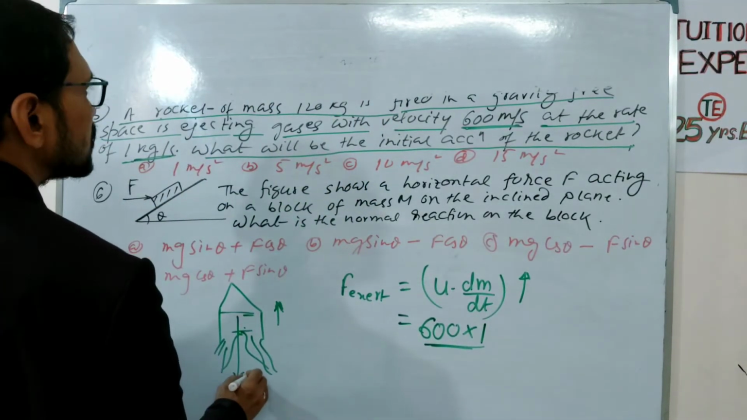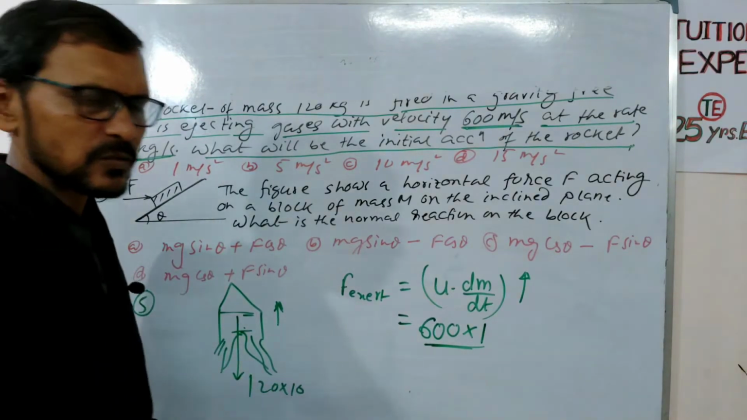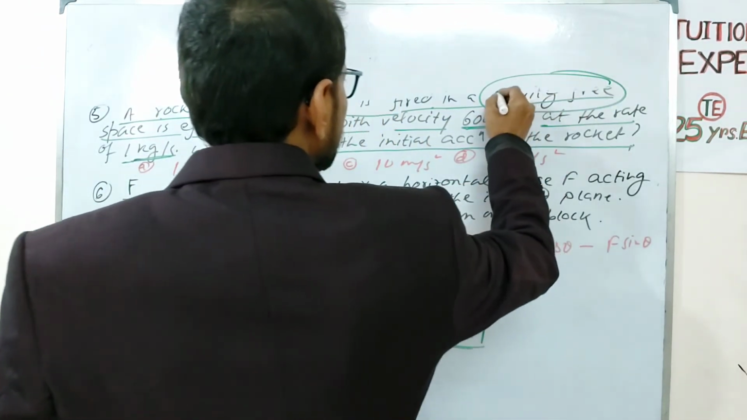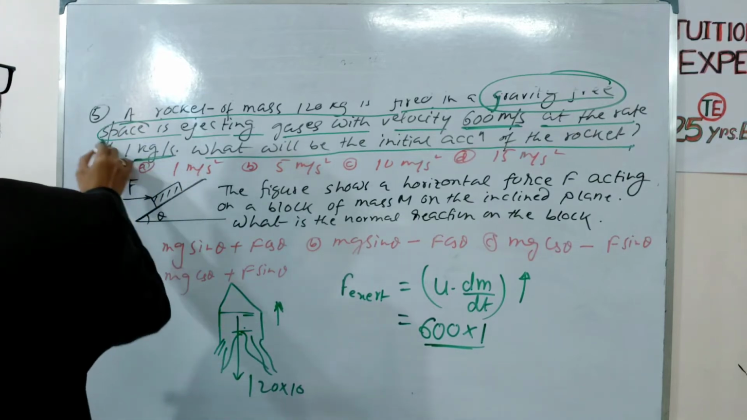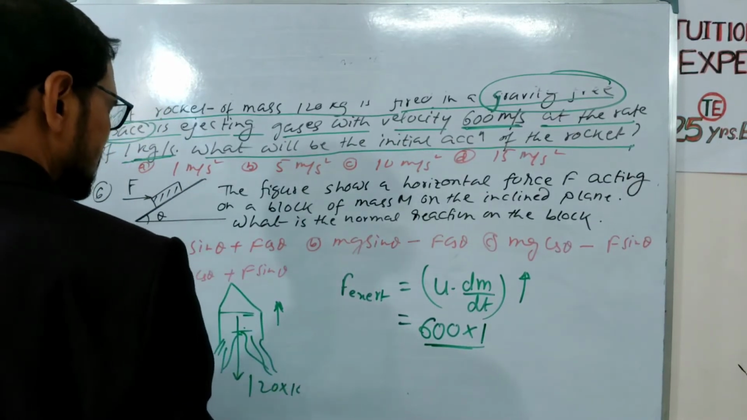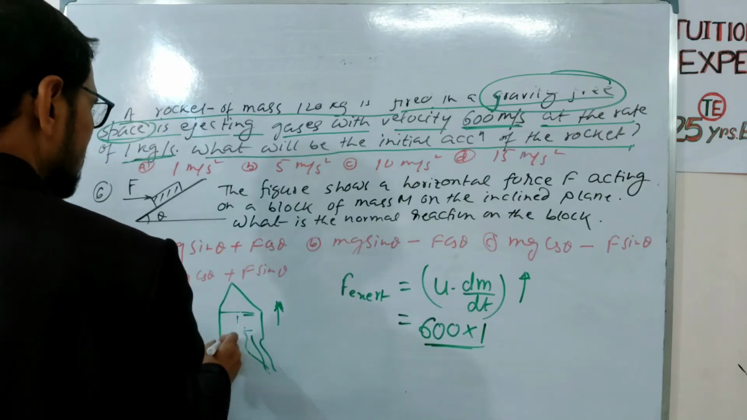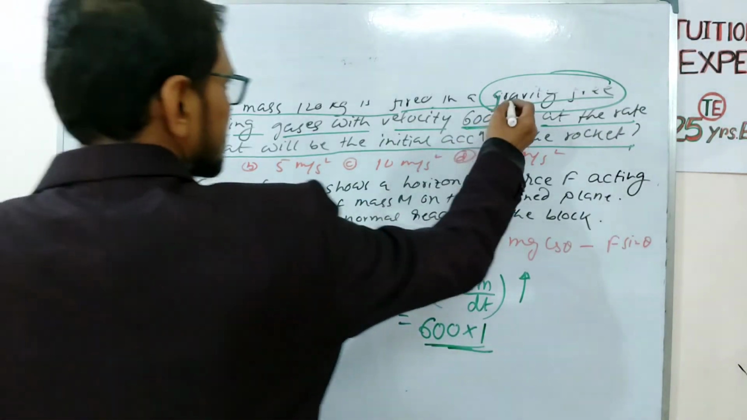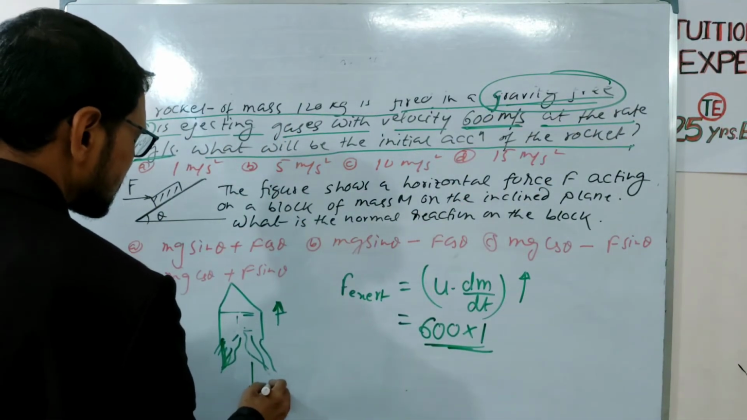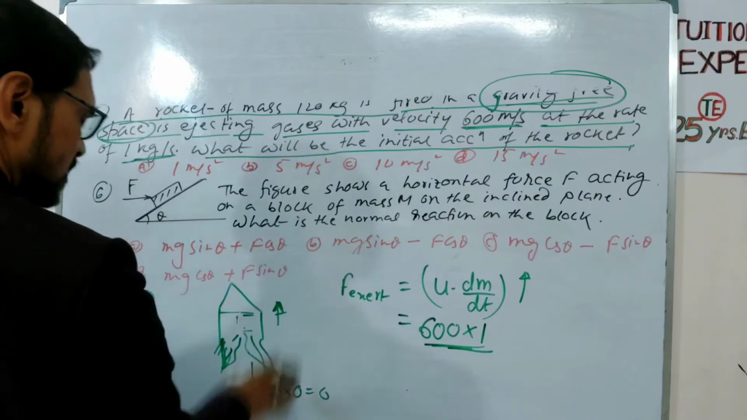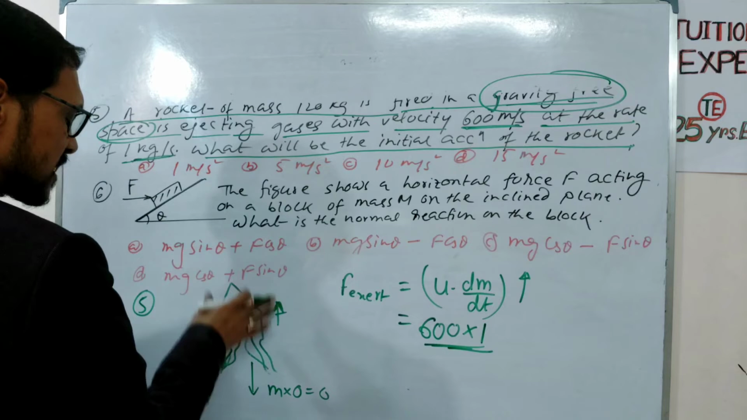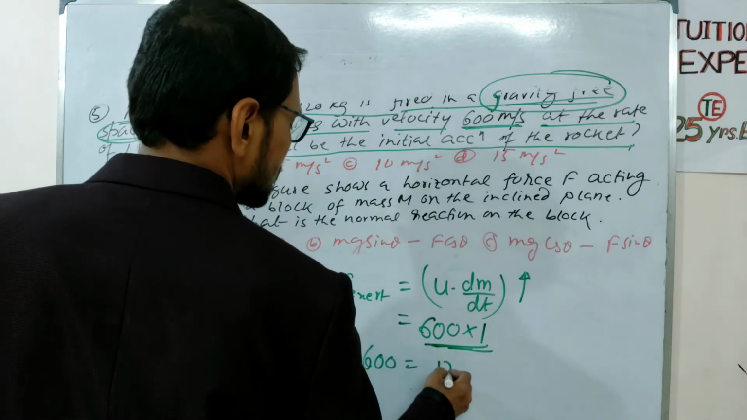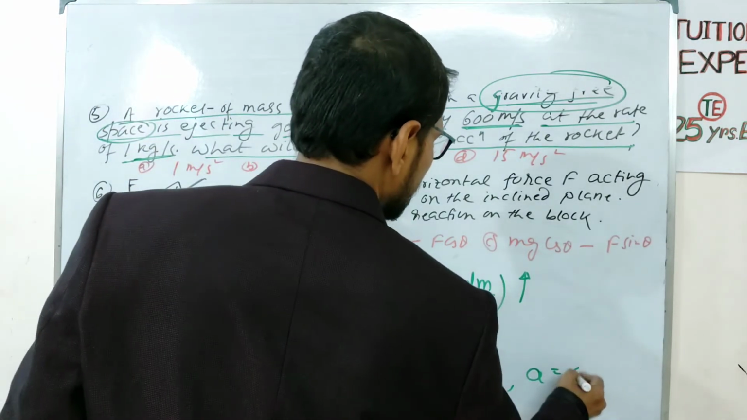Now what is the weight of the rocket? Weight of the rocket is 120 into g. Here the question says a rocket is fired in a gravity free space. So this term is very important. Gravity free space means weight mg does not act on the rocket. Mass into g is 0. Weight of the rocket does not act downward, so the only force is this force. So this force equals mass 120 into a, so a equals 5 meter per second square.